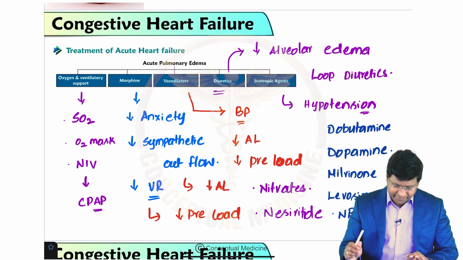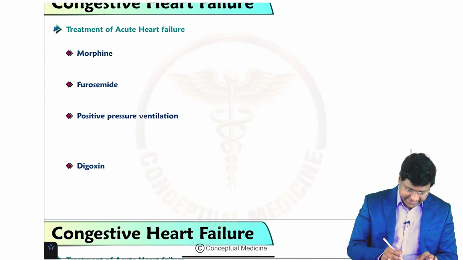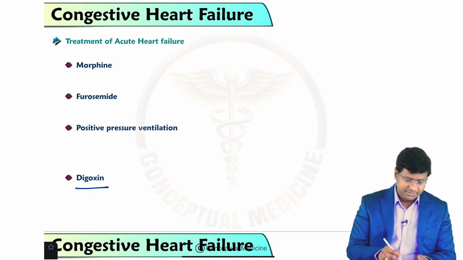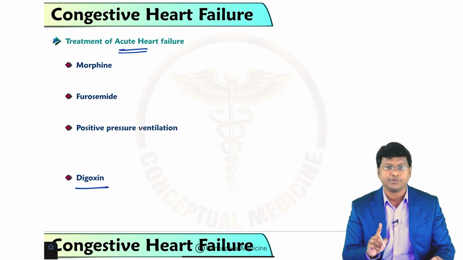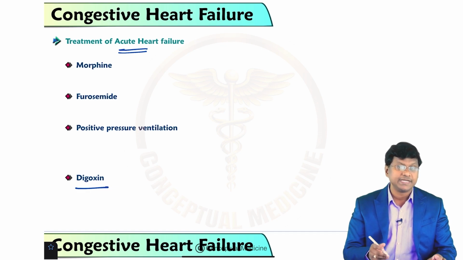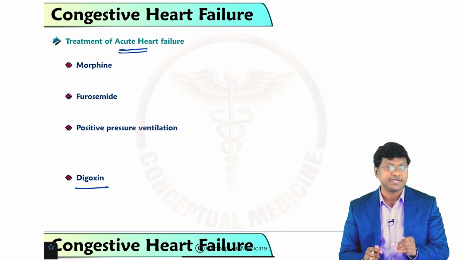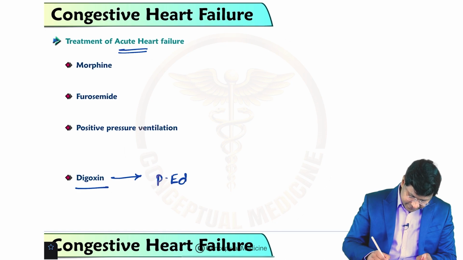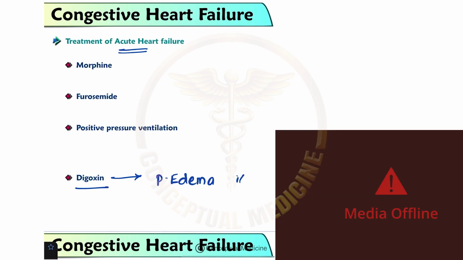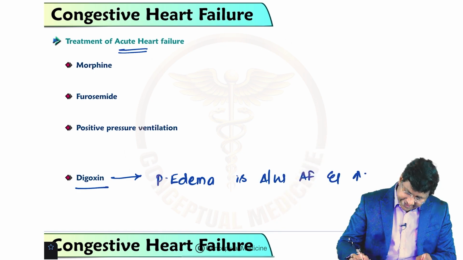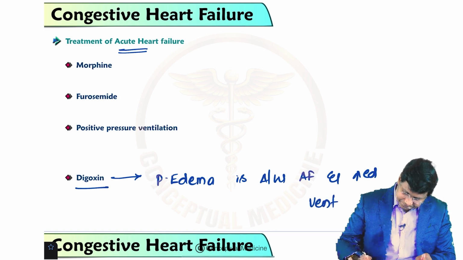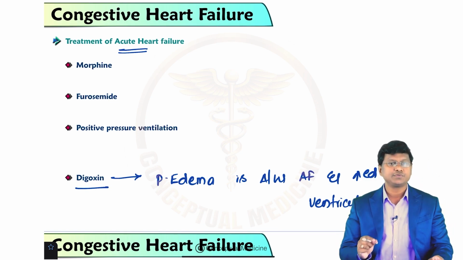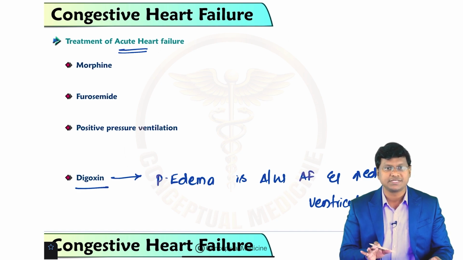Apart from this, the other important drug is digoxin. Let me tell you, digoxin is not given in acute heart failure. Where is digoxin used? Digoxin is used when pulmonary edema is associated with atrial fibrillation and increased ventricular rate. In this scenario, we use digoxin. Otherwise, the use of digoxin is limited.